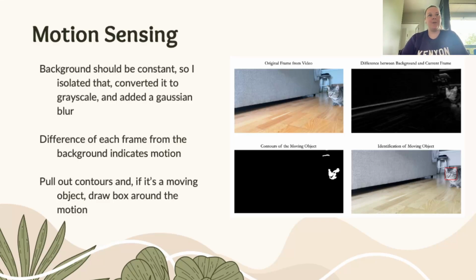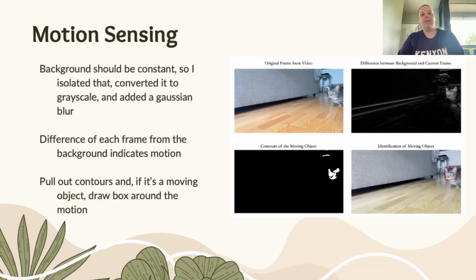Then if the difference between the background and the current frame is large enough, I use an OpenCV algorithm to pull out the most exterior contours of that difference to identify the outside boundaries of the object, and then the outer contours are used to draw a bounding box in red that you can see here.